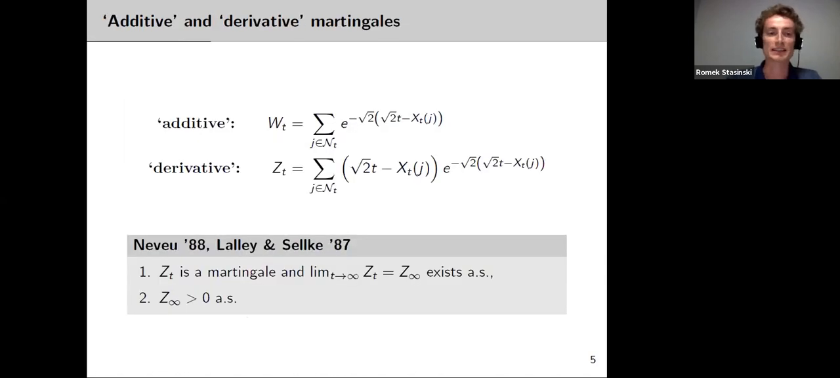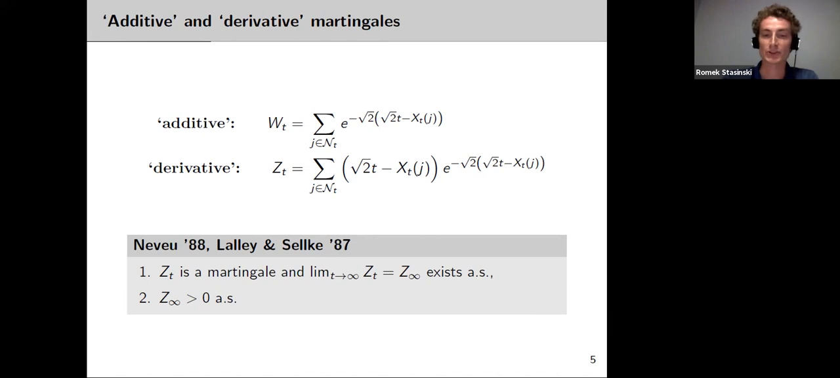So what exactly is the derivative martingale? It's easier to first introduce the additive martingale, which also plays an important role in the branching Brownian motion literature, because now when we compare the two, we see that both are given by a sum over all the particles that are alive at time t of some function of the position of a particular particle. And if you look at the function that is used in the definition of W_t, then it turns out that the function used in the definition of Z_t is the rescaled derivative of the previous function.